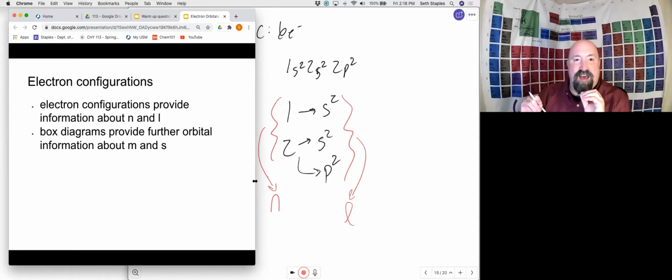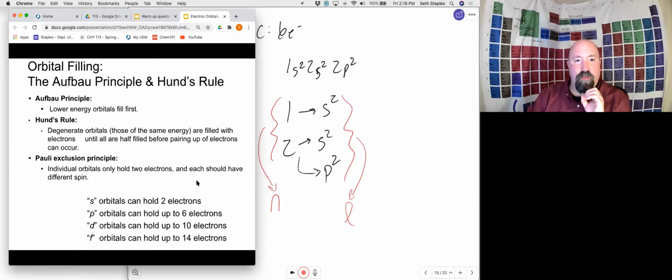Something called the box diagram now starts to give us further information about how the electrons might be divided into the various orbitals within the sublevel and what the spin might be of those electrons. When we're looking at box diagrams, sometimes called orbital filling diagrams, which we'll look at in a minute, we have to remember the Aufbau Principle, which we've been talking about in relation to electron configurations.